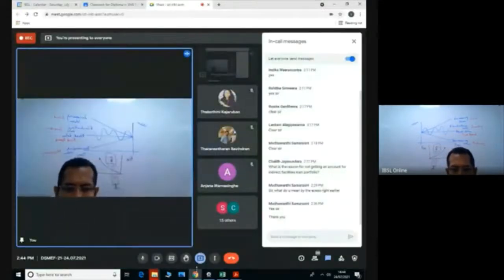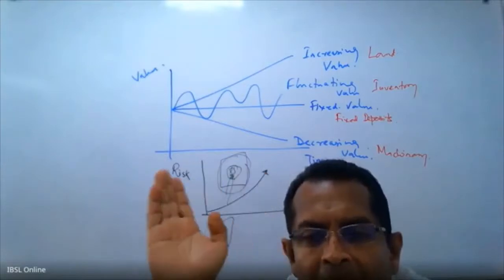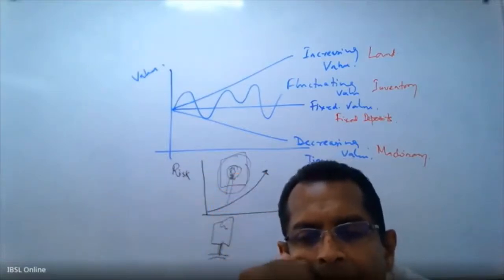Please tell me, is it clear to you? Supplier side of channel finance. Is it clear?